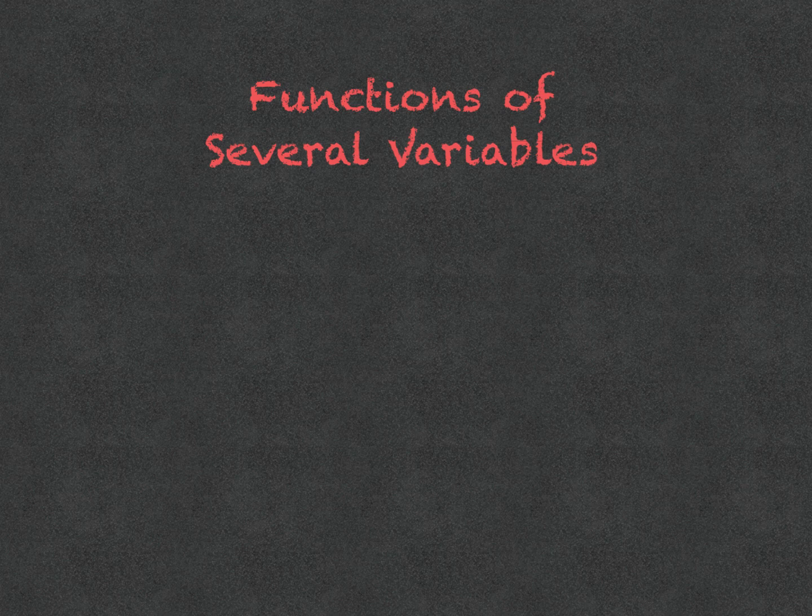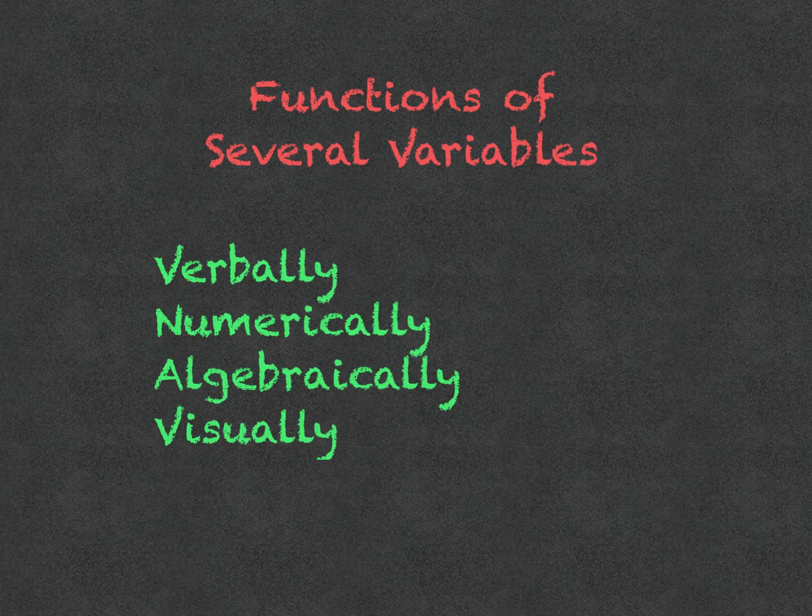So this section begins with functions of several variables, and we're going to do them from 4 points of view. It'll be verbally, which is description in words. Numerically, we're going to look at a table of values. Algebraically, we're going to have formulas, and visually by graphs or level curves. So we're getting into all of that. So let's start with the function of two variables.